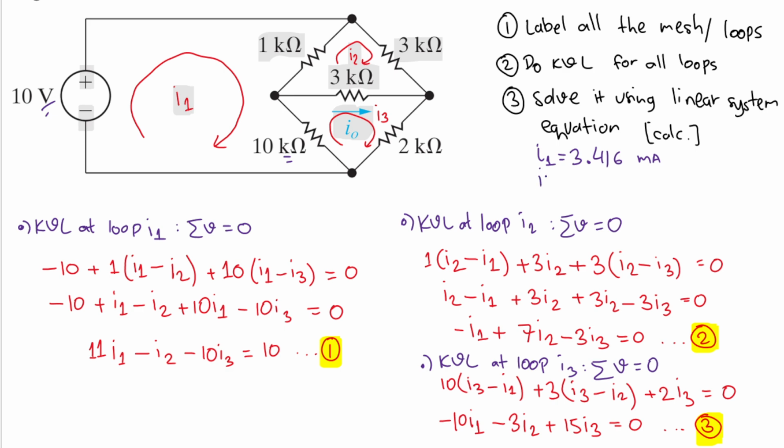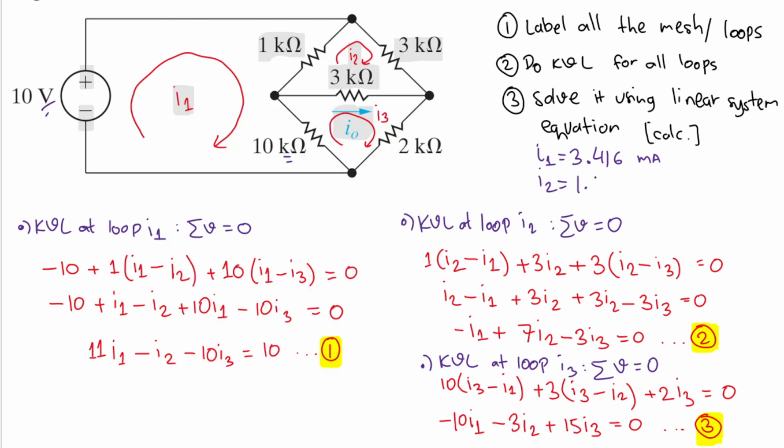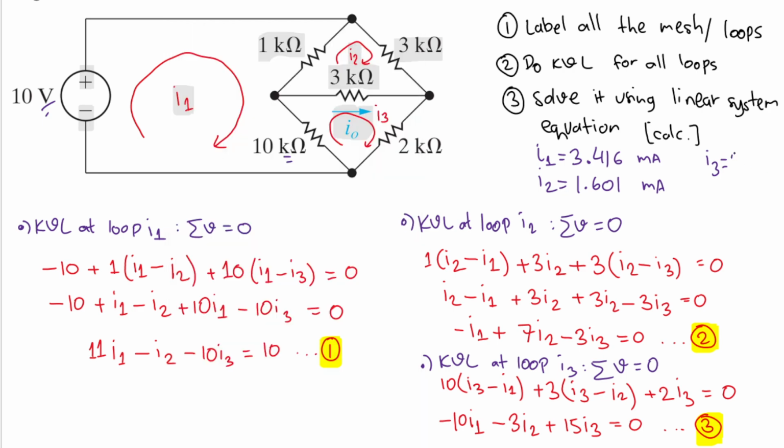And what is I2? I2 is the y value, so we will have 1.601, and the unit will be in milliampere. And then the third value here is the z value, which is 2.598, and the unit here is in milliampere. Okay, and that is the third step.